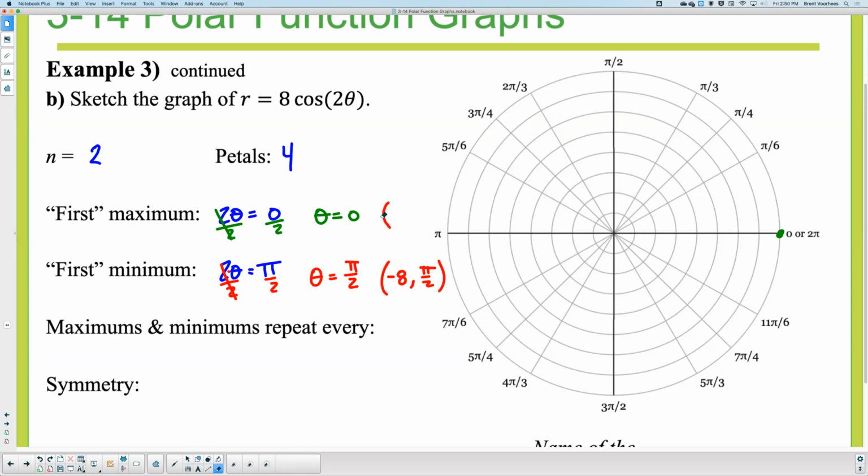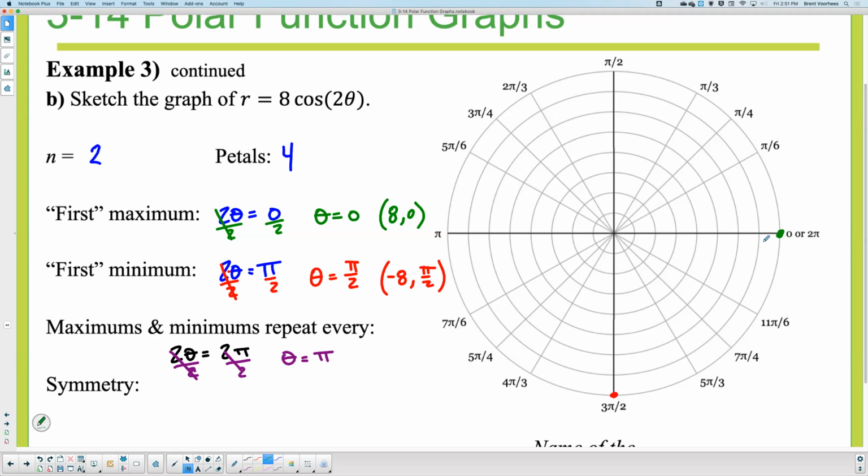So this point, let me do this one green, was positive 8 at 0. The minimum is going to be negative 8 at pi over 2. So at pi over 2, we go down negative 8. So the maximums and minimums would repeat every, now cosine, what's its period? 2 pi. So what you do is you say 2 theta equals 2 pi. How do you isolate this? Divide by 2. And so those cancel. Every theta equals 1 whole pi.